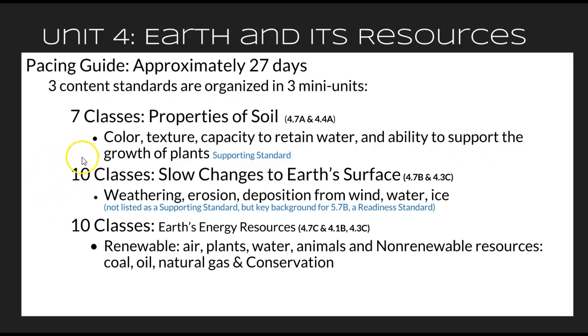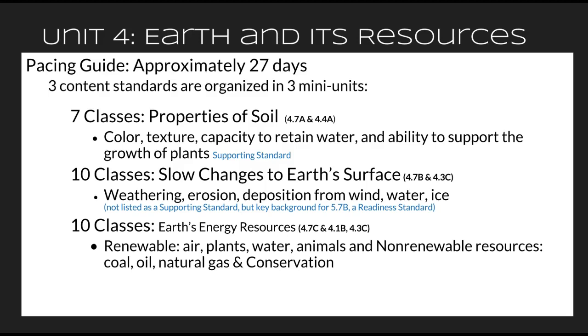When we look down at the next mini unit for slow changes to the Earth's surface, we're talking about 10 class periods going over weathering, erosion, and deposition. But it's also very important that students understand how weathering, erosion, and deposition are processes that happen from wind, water, and ice. So when we talk about ice, we're really talking about glacial action.